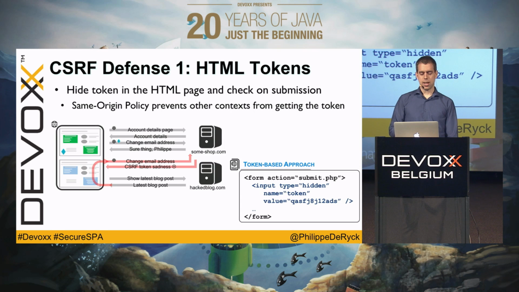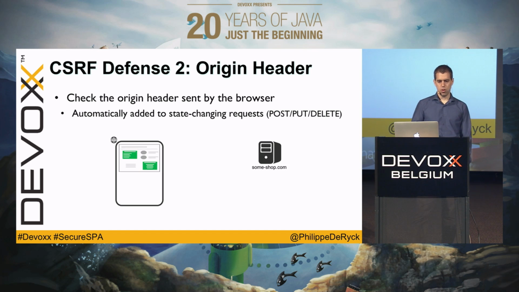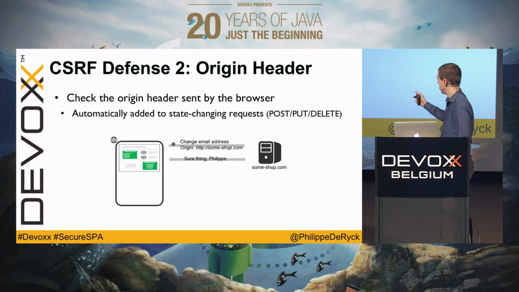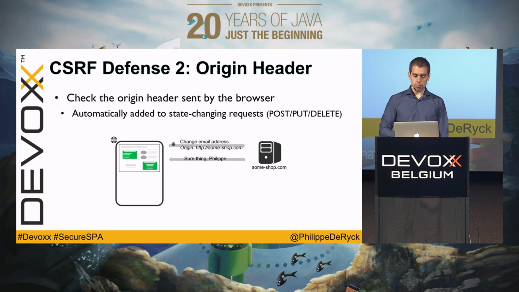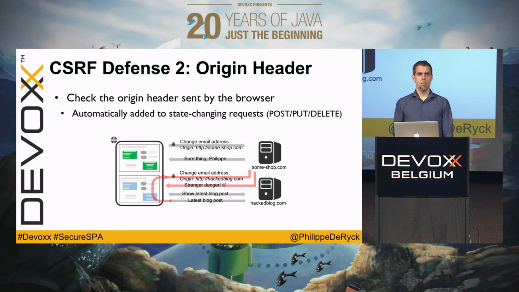So a second way has been introduced, and that's using the origin header. Essentially, the origin header is very similar to the referrer header. It's sent by the browser on state-changing requests, like a post, a put, a delete, things like that. And it contains the origin of the context that is sending the request. So in our example, when you change your email address, the browser automatically attaches this header saying that you're coming from someshop.com. And the shop is happy. If the attacker does this, the browser will attach the header from the website where it's coming from. It's hackblog.com. The server will see this and say that it's not a good request and he will not process it. That's one way.